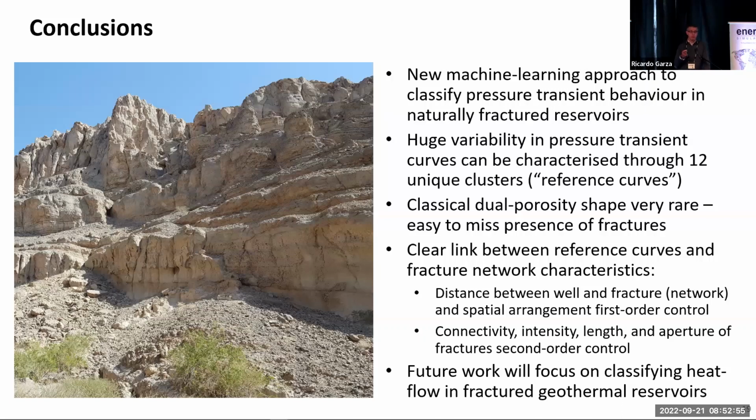So if you rely on dual porosity shapes in well test signals, it's really easy to miss the presence of fracture. We've seen every drawdown behavior that you see in textbooks and some that you don't see in textbooks that are related to fracture networks. We also saw there's a very clear link between the reference curves and the fracture network's characteristics. So the distance between the well and the fracture network, the spatial arrangement of the fracture network, the first order control, properties like fracture connectivity, intensity, the length and the aperture of the fractures are second order controls.